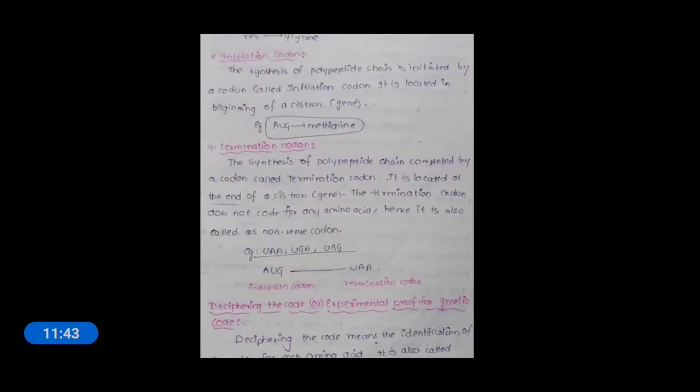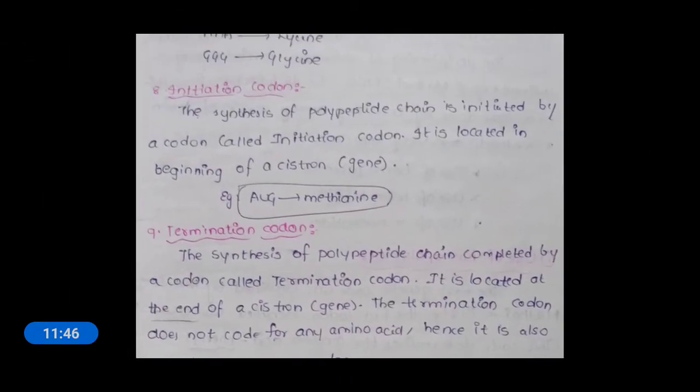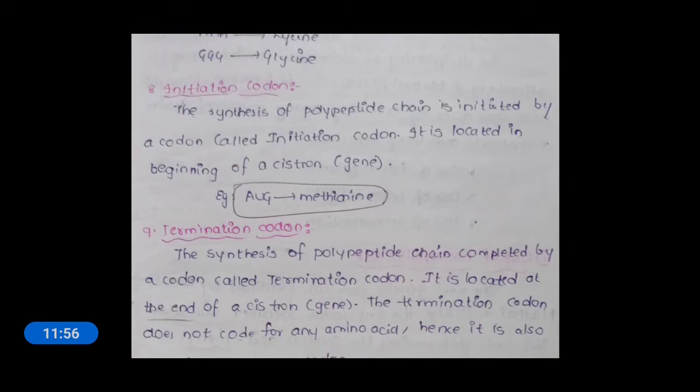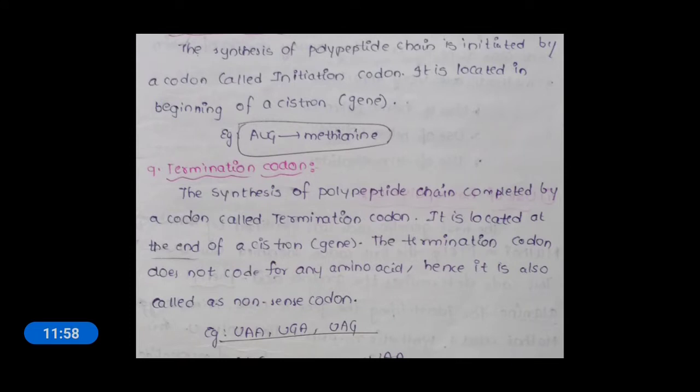And the next one is the presence of an initiation codon. AUG is the initiation codon, and it is present as the initiation codon in all organisms. The next one is the presence of termination codons. Here UAA, UGA and UAG, these three are the termination codons, which are helpful in the termination of the newly synthesized polypeptide chain.